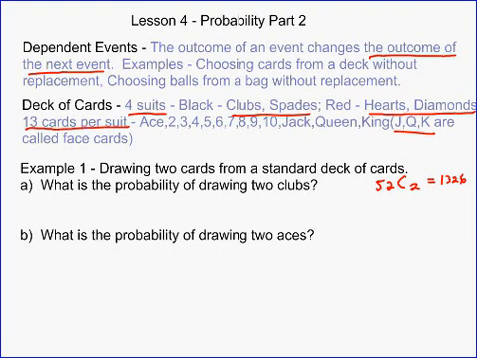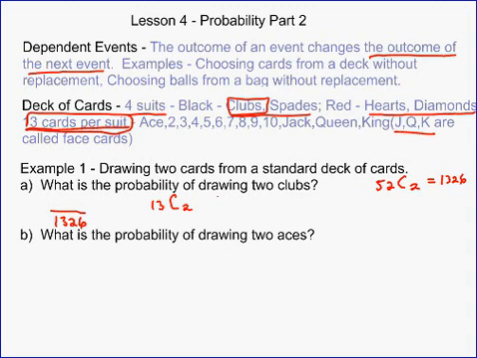It says, what's the probability of drawing 2 clubs? Well, the total possible outcomes is 1,326. The positive outcomes are drawing 2 clubs. How many clubs are there? There are 13 per suit, so there are 13 clubs, and I want to draw 2 of them. It doesn't matter the order I draw those 2 clubs, and so again, it's a combination. This isn't a permutation problem because order doesn't matter when I draw the cards. I'm just trying to draw the cards out.